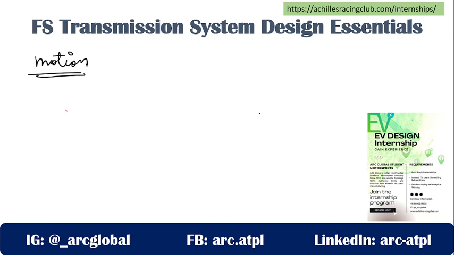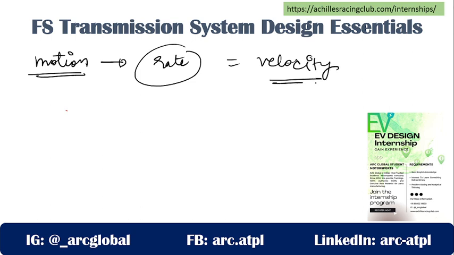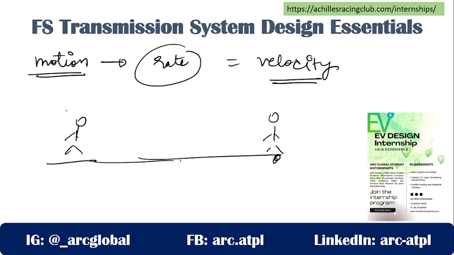So when the motion is happening, my dear friends, you will find out it is having a certain rate. And that rate is regarded as the velocity. I am sitting here, I reach this particular position. I was standing here, stationary. I reached this particular position.